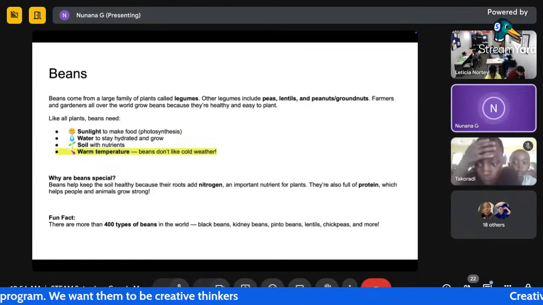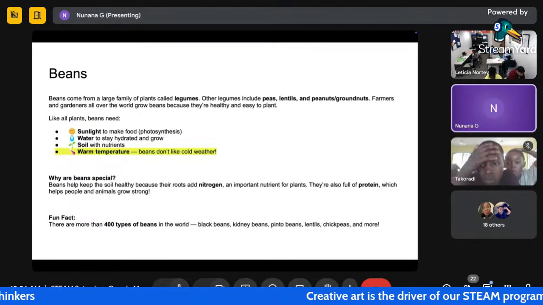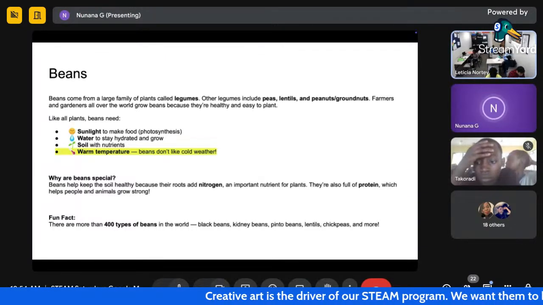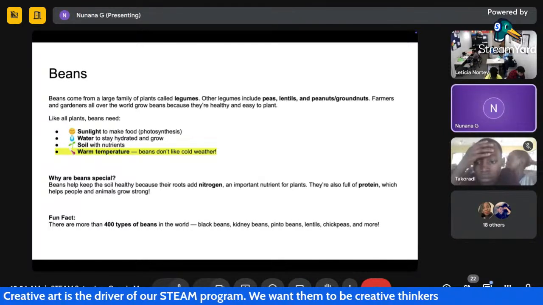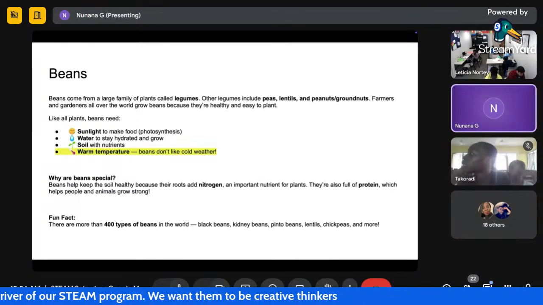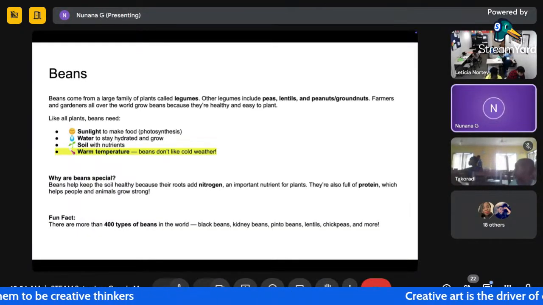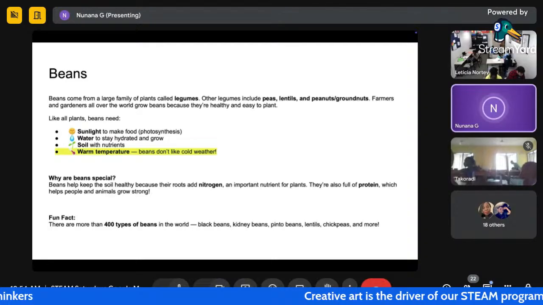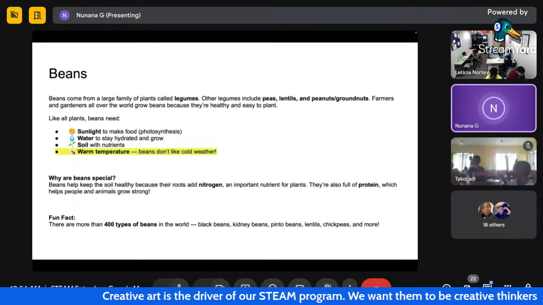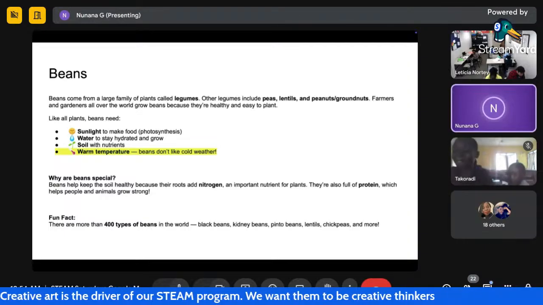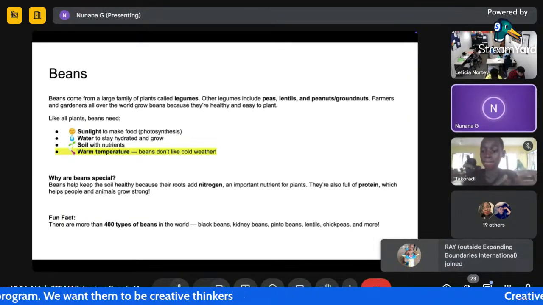So, there are 400 types of beans in the world. We have kidney beans, black beans that Spanish people used to make their food, which is very delicious. Kidney beans, the Jamaicans use it to make their rice and peas. Lentils is also delicious. Chickpeas, vegetarian, vegan, they love it, and so much more. And when you make beans or gobe, you use black eyed peas beans. That's a type of beans.